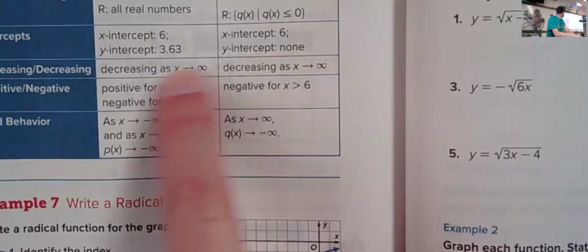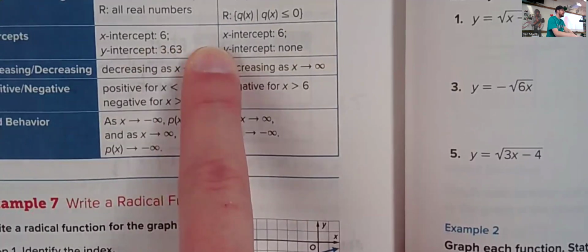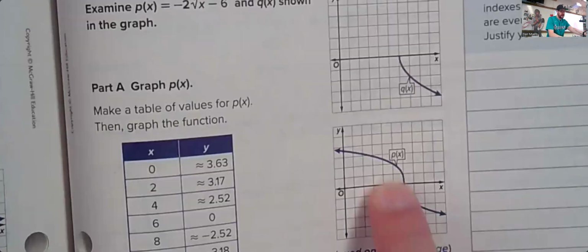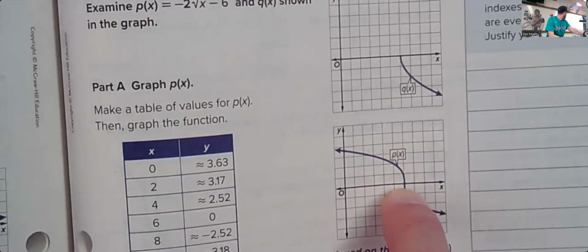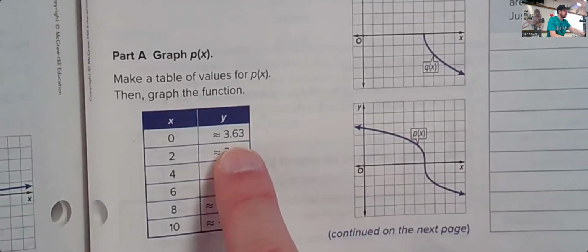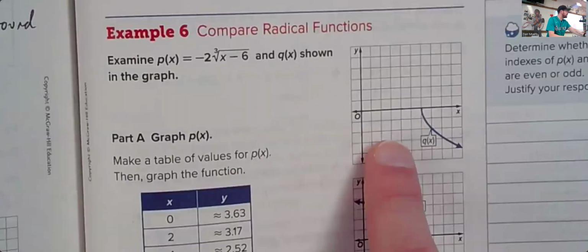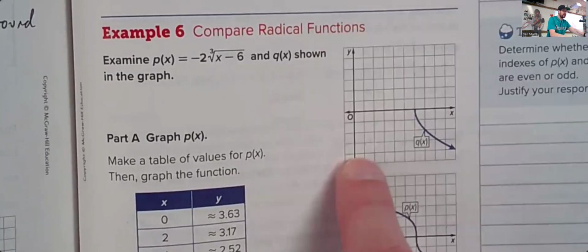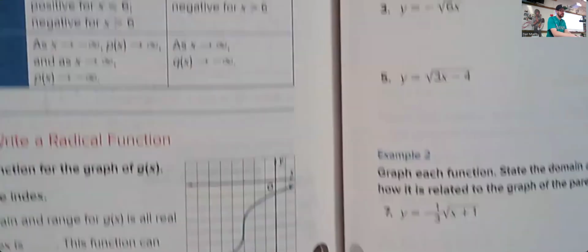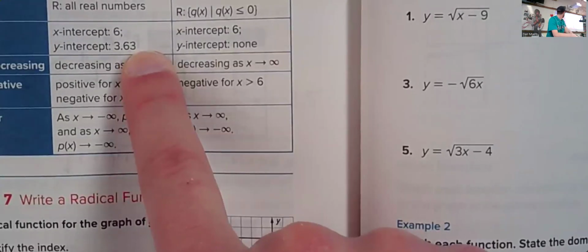The x-intercept for each of them is 6, because they both come into contact with the x-axis at 6 here and at 6 here. However, the y-intercept of p of x is 3.63. When x equals 0, y equals 3.63. That's the y-intercept. This one does not come into contact with the y-axis. Therefore, there is no y-intercept, whereas this one is 3.63.